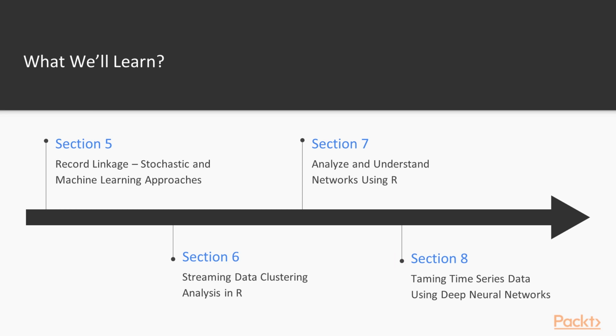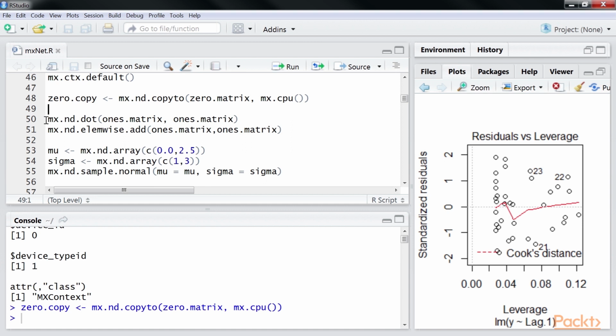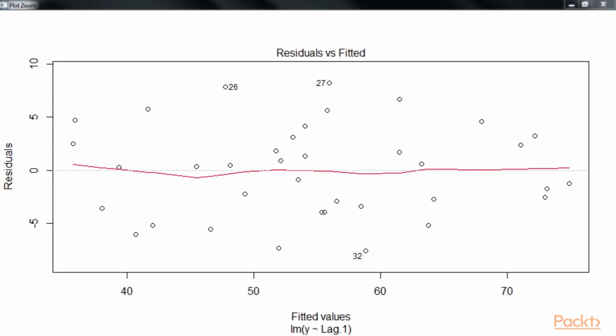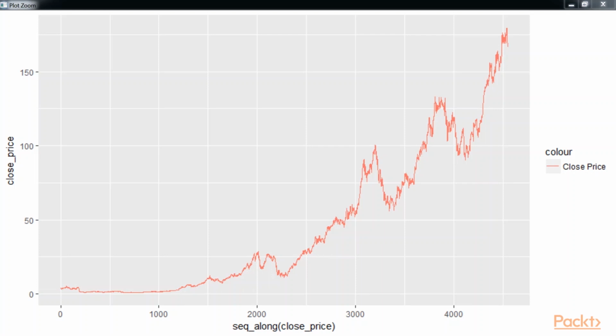Section 8, Taming Time Series Data Using Deep Neural Networks, introduces MXNet-R, a package for deep learning in R. We leverage MXNet to build a deep connected network to predict stock closing prices. We will implement symbolic programming in MXNet.